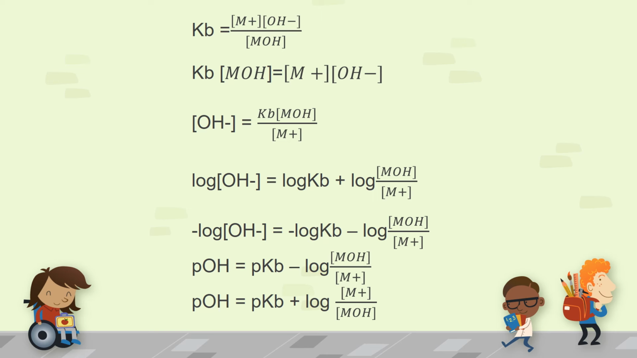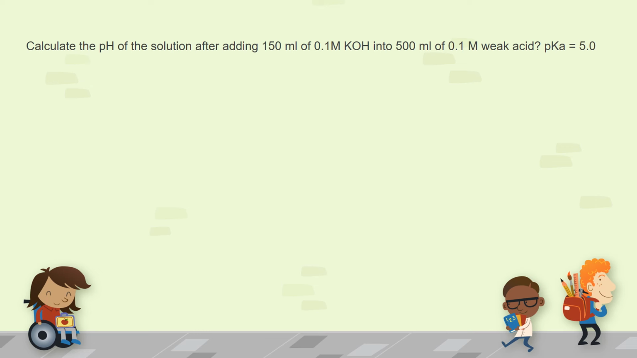Based on this equation you can calculate when you are doing a titration of a weak acid against a strong base. Here we will do a calculation: calculate the pH of the solution after adding 150 ml of 0.1 molar potassium hydroxide into 500 ml of 0.1 molar weak acid. Weak acids are organic acids like formic acid, acetic acid, etc.